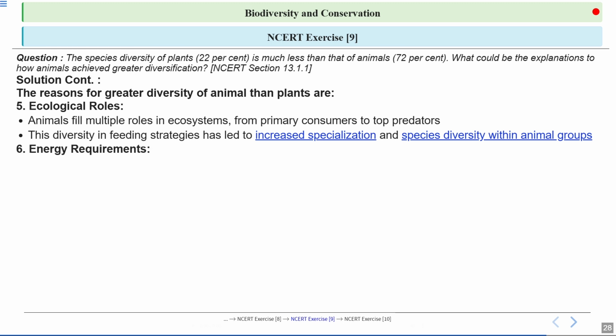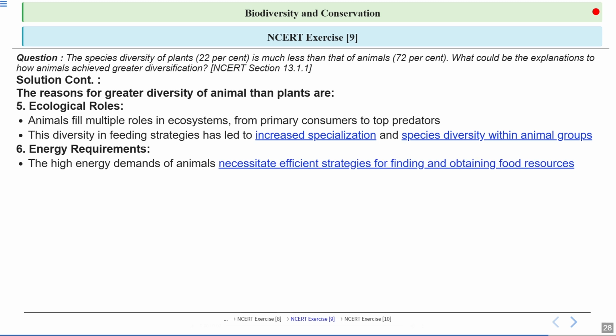Next one is energy requirements. Animals need a lot of energy to survive and stay active, so they have developed smart ways to find and get food efficiently. Since they cannot store enough energy like plants do, they must hunt, forage, or scavenge to meet their high energy demands. Now, this pushes them to use strategies like hunting in groups, storing food, or adapting their diets to ensure they get enough energy to live and grow.